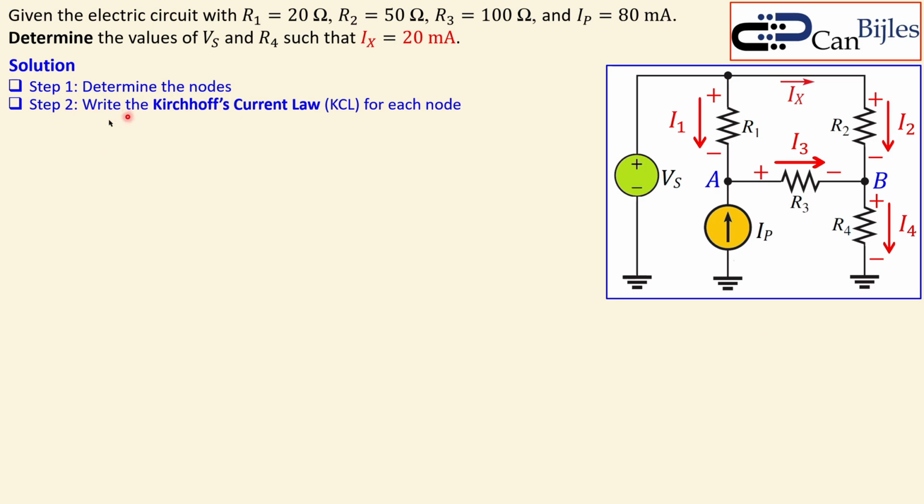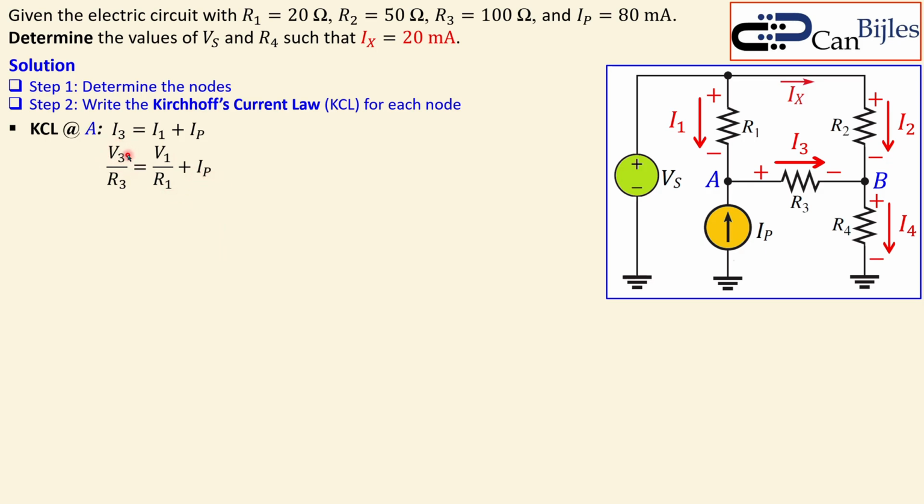Okay. The next step is step 2, write down the Kirchhoff's current law for each node. We have two nodes, so we will develop two equations from this Kirchhoff current law. Now, Kirchhoff current law at A is given by I3 will be generated or created by I1 plus IP. So I can say I3 is I1 plus IP. We know IP, so we need to then rewrite this in terms of voltages and resistors. So that's V3 over R3 is equal to V1 over R1 plus IP.